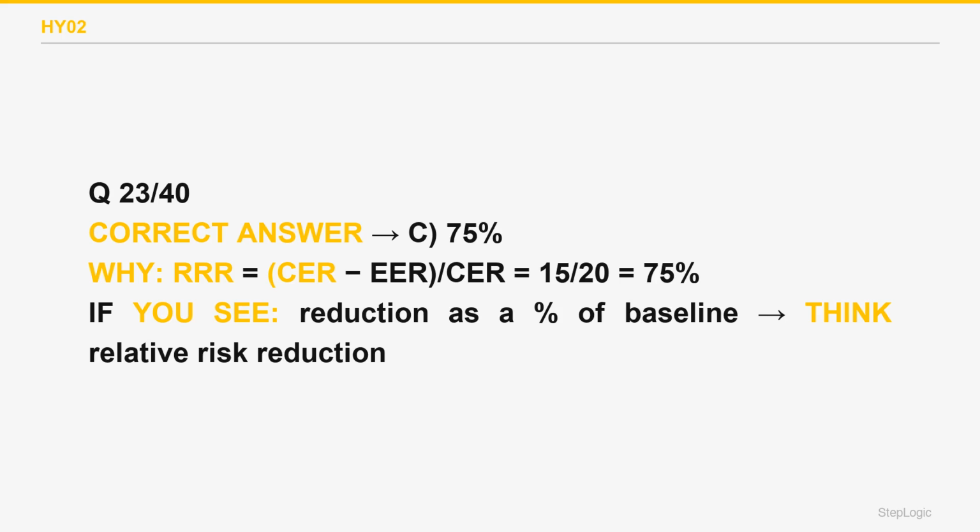The 15% is the absolute risk reduction, the raw difference, not the reduction relative to baseline. Choice A wrong. The 25% is the treatment rate as a fraction of the control rate, 5 over 20, which is the residual risk ratio, not the reduction. Choice B wrong. Dividing the 15-point drop by the 20% baseline gives a relative risk reduction of 75%.